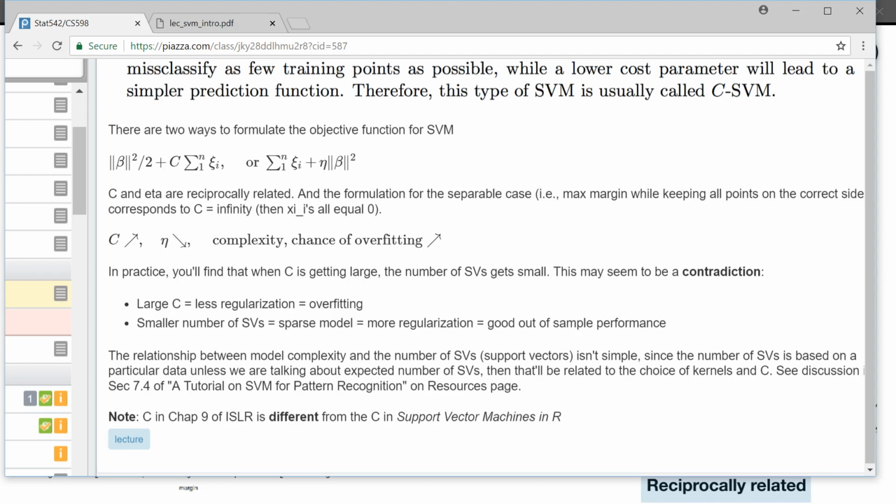Then you may feel that, based on what we have learned with lasso and everything, that means higher regularization, which means good out-of-sample prediction. But the second argument is actually not correct. You can take a look, I attached a new paper here, section 7.4. The relationship between model complexity and the number of support vectors isn't that simple. So in short, you cannot use the number of support vectors to argue that your model is more or less complex. Yeah, good.